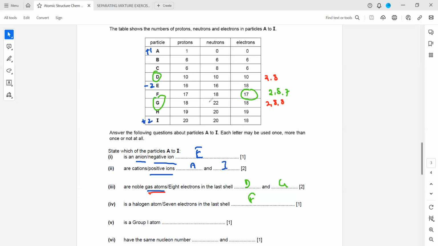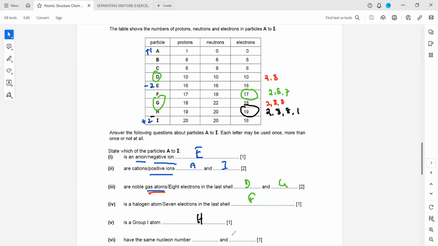Which is a group 1 atom? To be a group 1 atom, it should have 1 electron in the last shell. So when we write the electronic configuration, it will be 2, 8, 8, and 1 for this one, H. The number of electrons in the last shell shows us the group number. So H is having 1 electron in the last shell, so it belongs to group 1 and it's an atom.